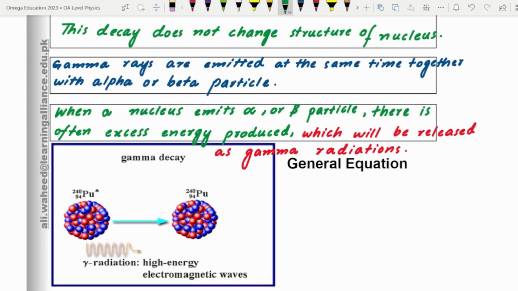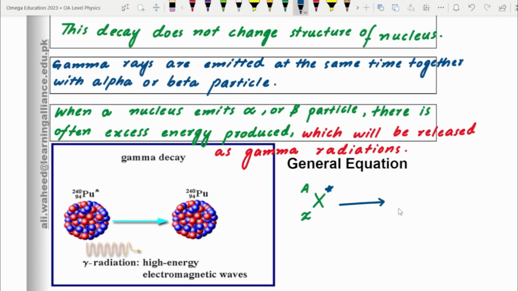So these are the three most important properties of the gamma decay. So let us write down a general equation. For this one, the general equation is, let's say you have the element X, which is a parent nuclide, with the atomic number, let's say Z, and the mass number A. So this element undergoes the gamma decay. Alright, let's refer to the gamma decay only. And we put a star with this one.